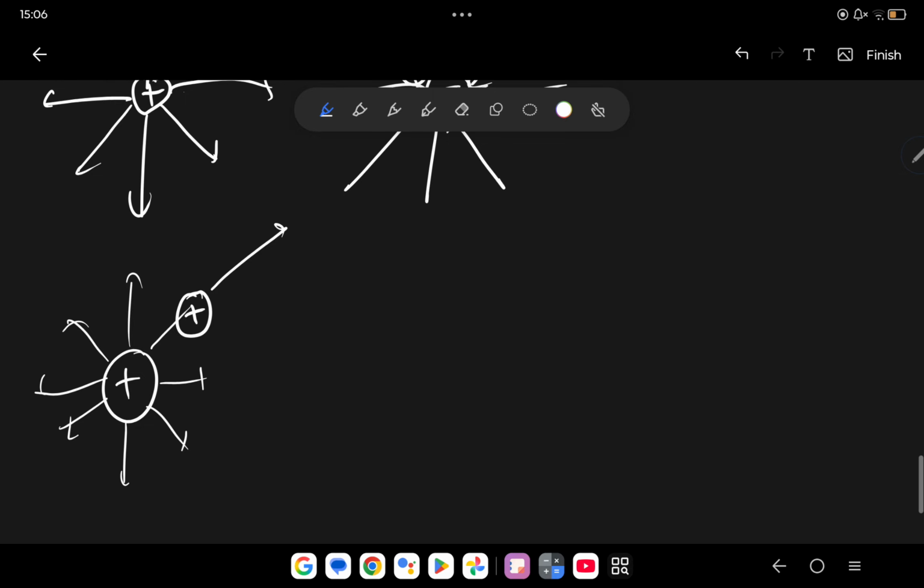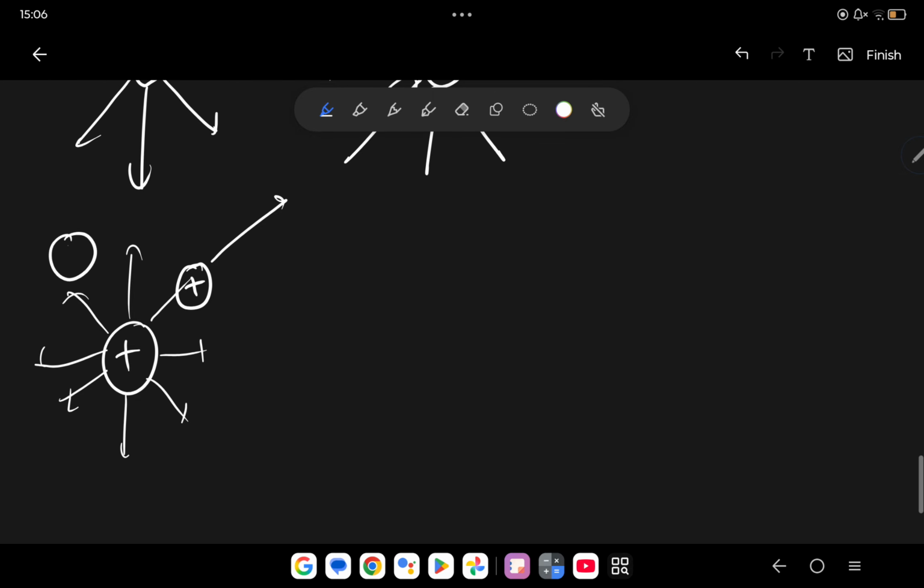But if we put a negative charge, oh no no no! It's going to rebel. It's going to go the other direction. I'm not going to follow the arrows, I'm going to break the rules. It's going to go the opposite direction.